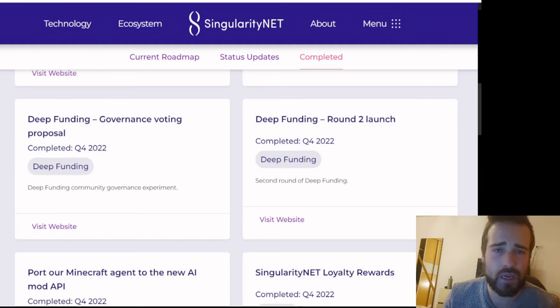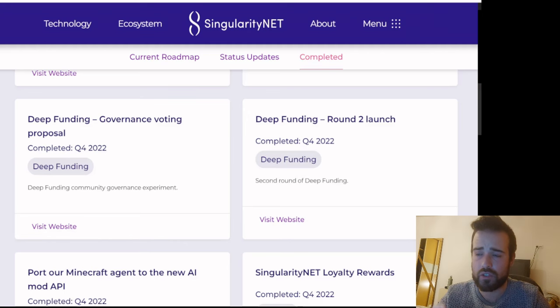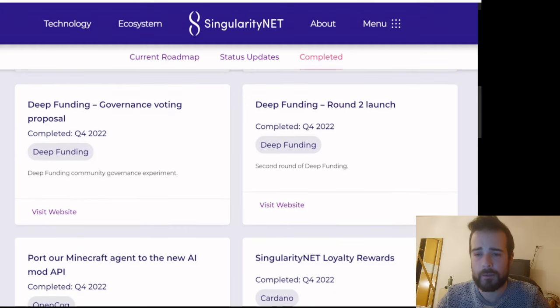We also add here the deep funding governance proposal. Basically, the people that have the AGIX token were able to vote on the projects that will be funded by the deep funding program. I explained this program in the video, but it's basically a program where SingularityNET is funding companies to become members of their ecosystem and develop artificial intelligence services for the SingularityNET marketplace. They also initiated, as you can see, the second round launch. I don't think it's completed yet.